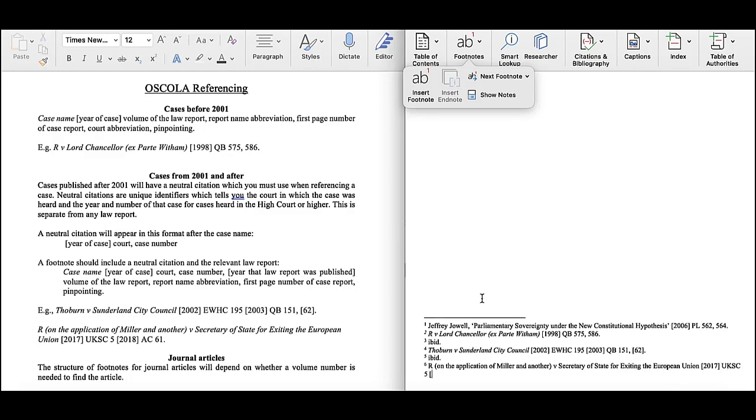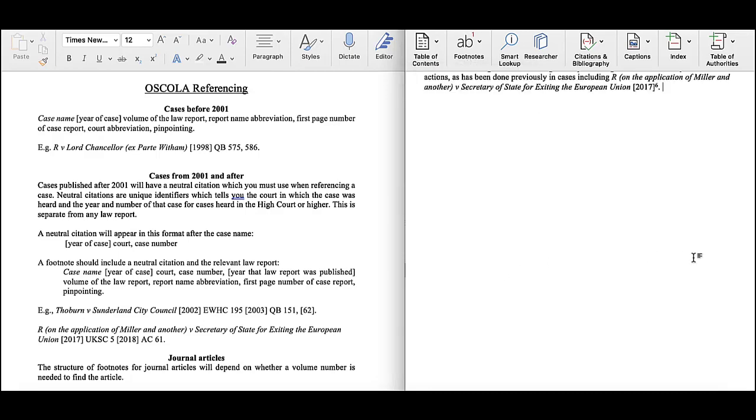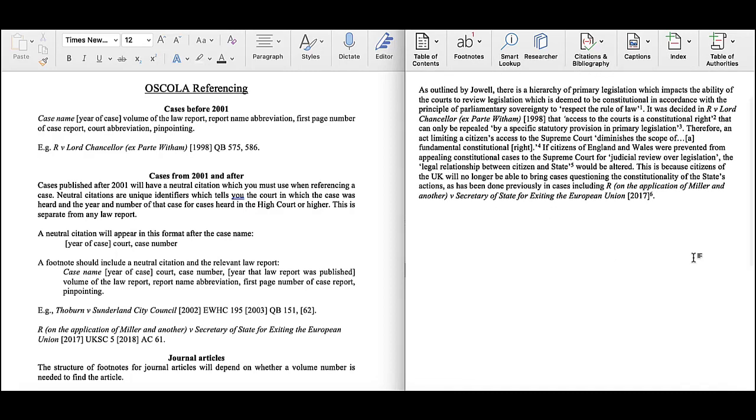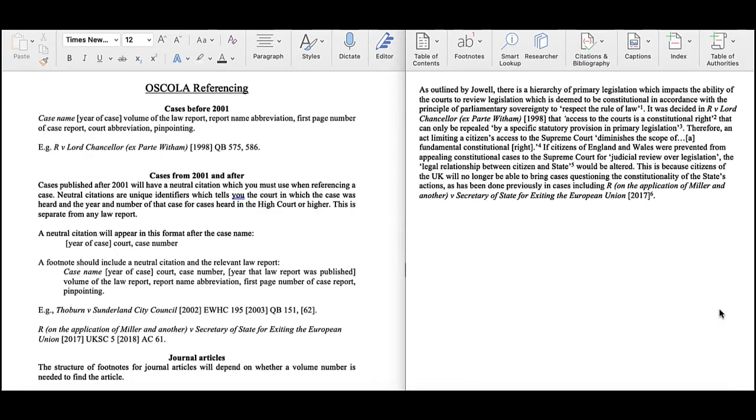As you can see in the footnote we just added, we use a neutral citation. In the law of England and Wales, a neutral citation is a unique identifier assigned to a case by the court itself. It consists of the year the case was decided, a court abbreviation, and a unique number. The purpose of a neutral citation is to provide a standardized and easily accessible reference for a case, regardless of what law report it's published in.